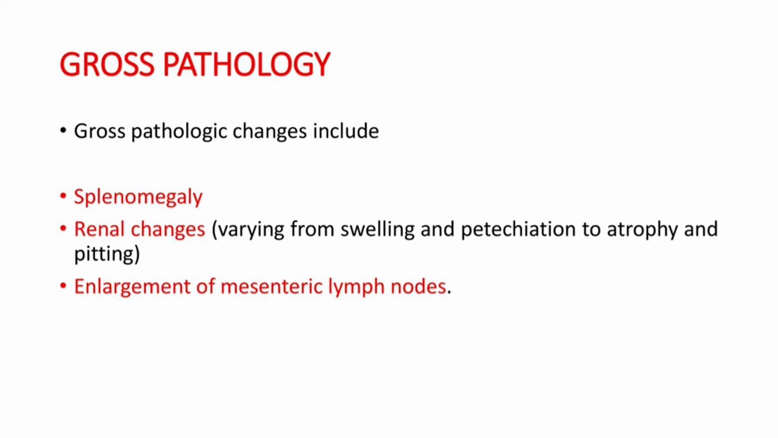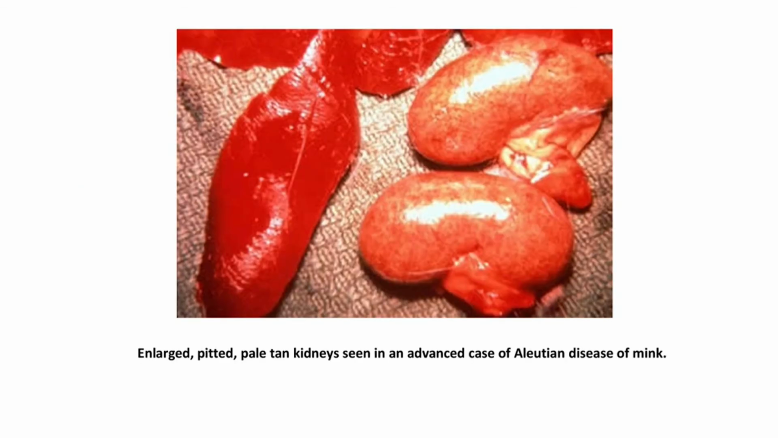Now let's see the gross pathological changes. Gross pathologic changes include splenomegaly, renal changes varying from swelling, petechiation to atrophy and pitting, and enlargement of mesenteric lymph nodes. So here you can see the renal changes. There are enlarged, pitted, pale, tan kidneys seen in advanced cases of Aleutian disease of mink.